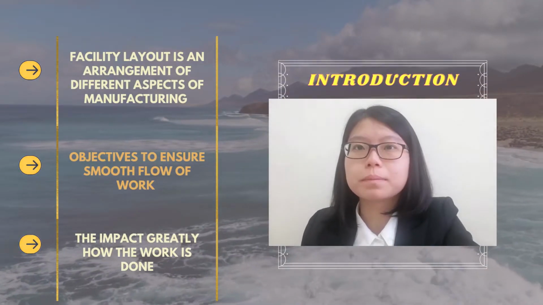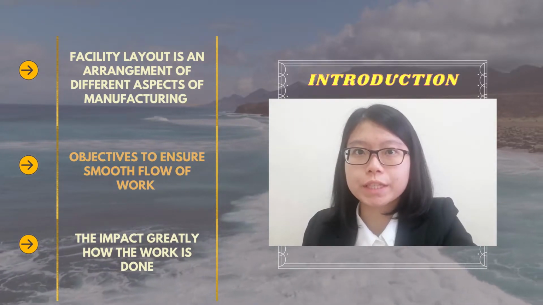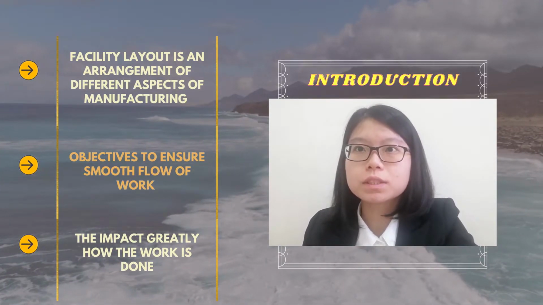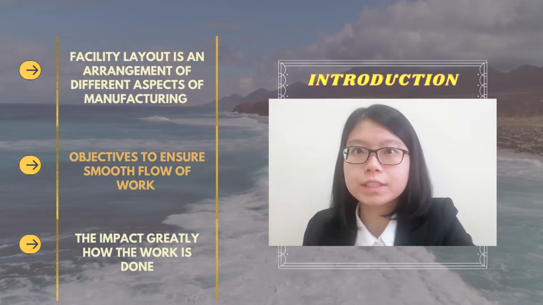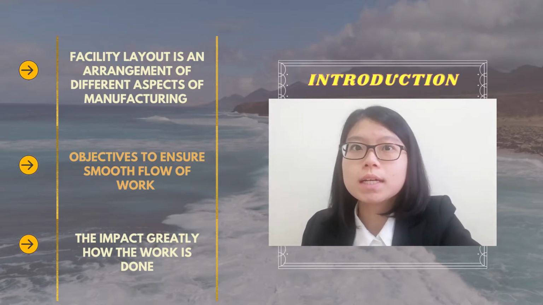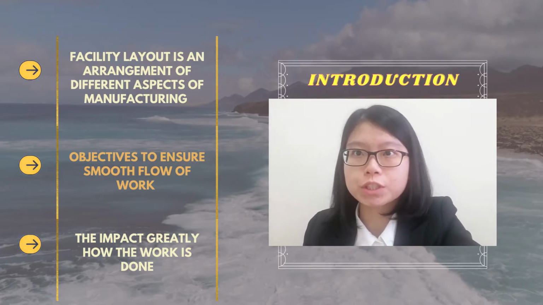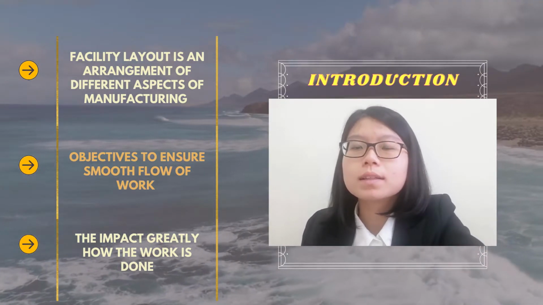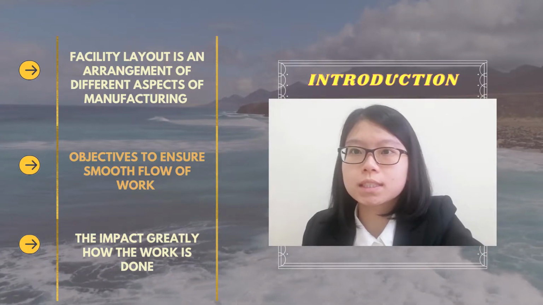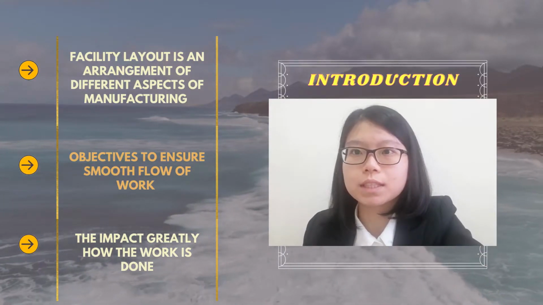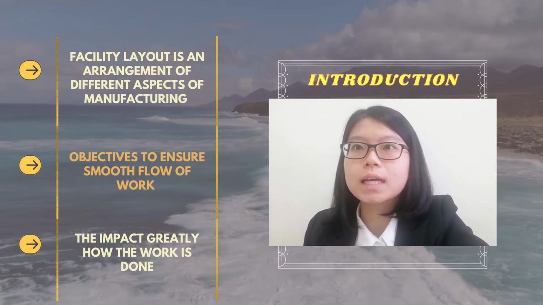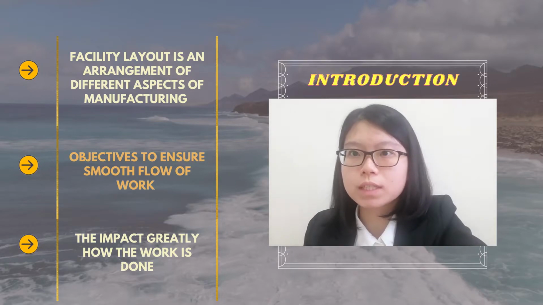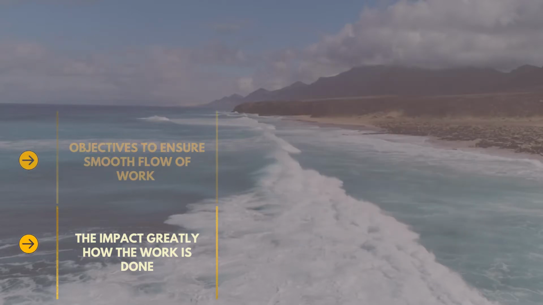Now I'm going to present about the introduction of this business project. The facility layout is an arrangement of different aspects of manufacturing in an appropriate manner as to achieve the desired production result. The objective of layout is to ensure a smooth flow of work, material and information to a system. The basic meaning of the facility is the space in which a business activity takes place. The layout and design of that space impact greatly how the work is done through the flow of work, material and information through a system.